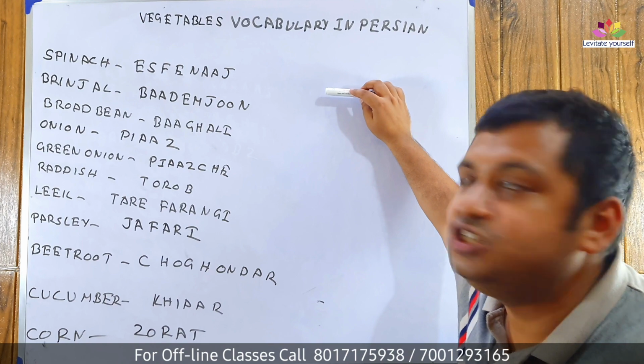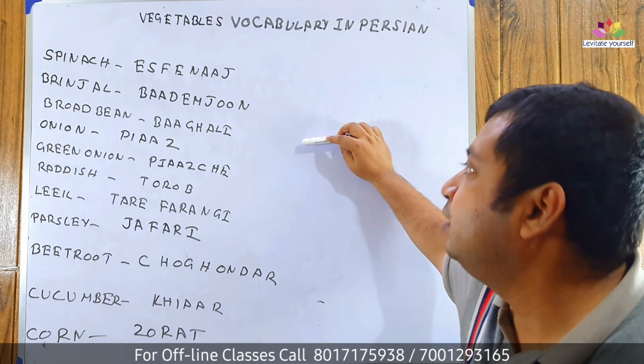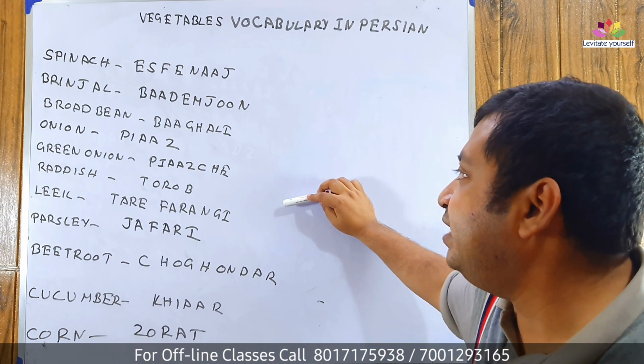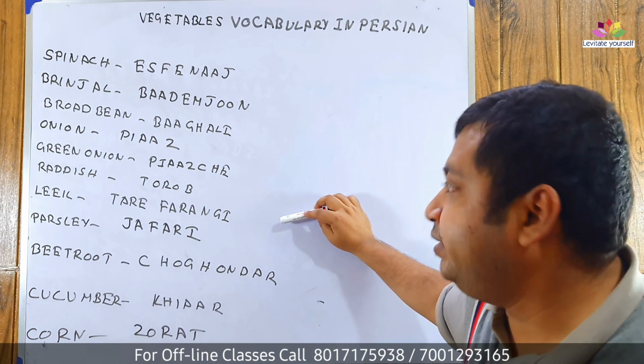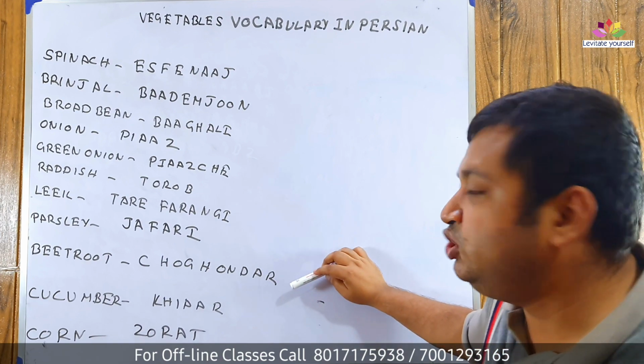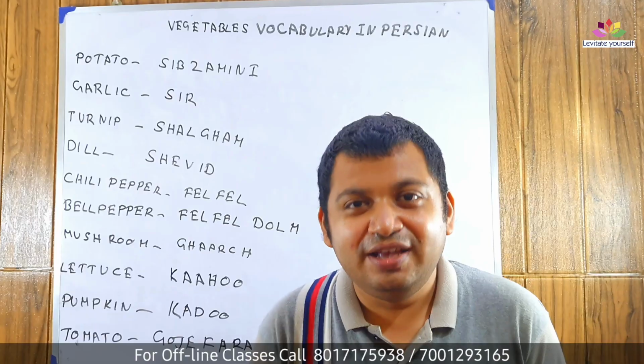Spinach, spinach. Brinjal, badmejun. Broad bean, bogoli. Onion, piyaz. Green onion, piyazche. Radish, torob. Leek, tare-farangi. Parsley, jofori. Beetroot, chohandar. Cucumber, khyar. Corn, zorat. Come to the next word.